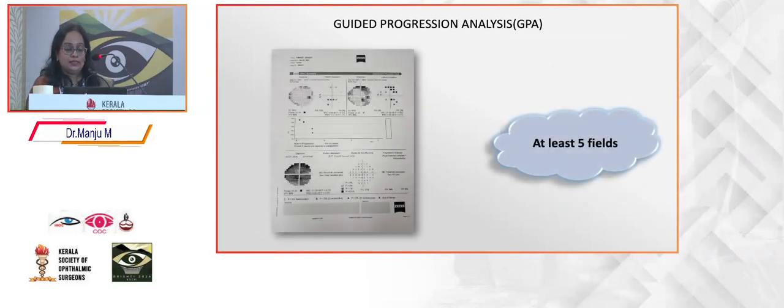And there should be at least 5 fields. If you have only 4 fields, you can't get that extrapolated data, but by looking at this, you can see that there is a decrease in the visual field index. It was like here, and now in the follow-up visit, the patient's VFI has reduced. But only if you have 5 fields will you get the extrapolated data.